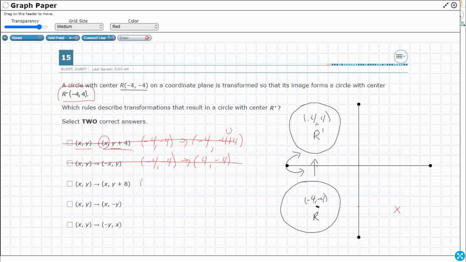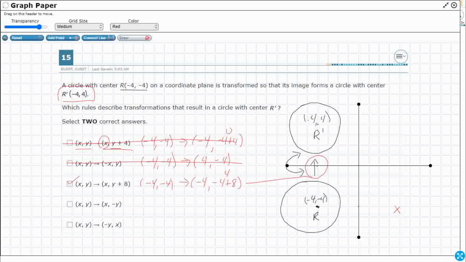All right, so let's try our -4, -4. The x stays the same. Okay, -4, so far so good. And then y is plus 8. So that's -4 plus 8, which gets me 4. Aha, that's what I'm looking for. So this is one right here. That's that translation, that slide straight up. You're just translating it up.